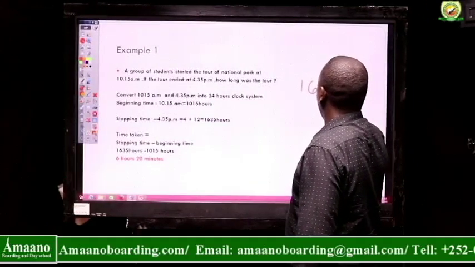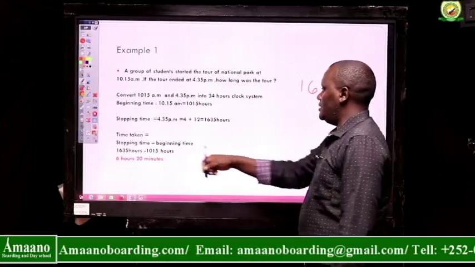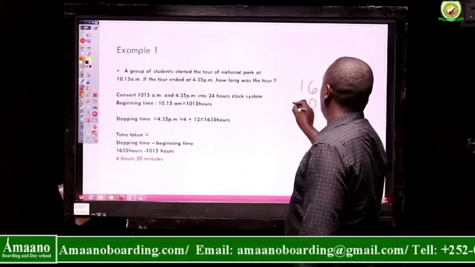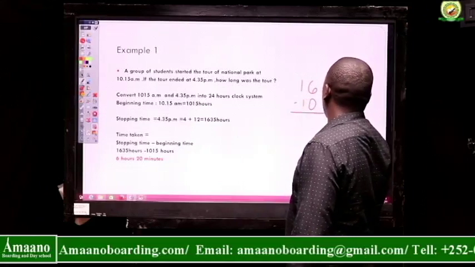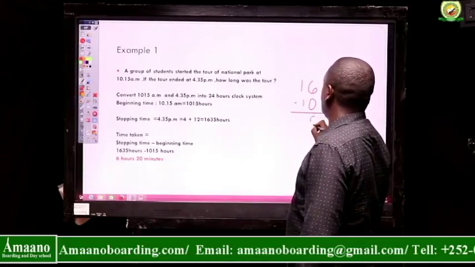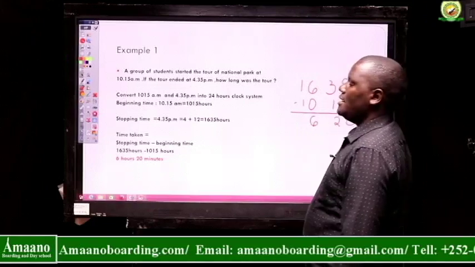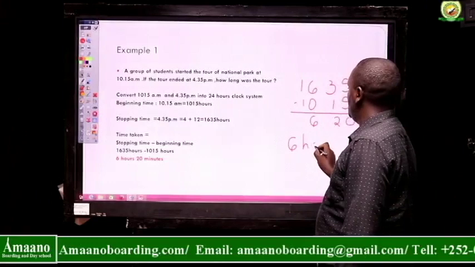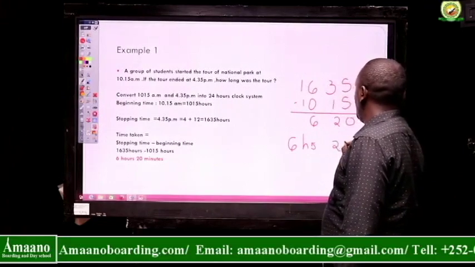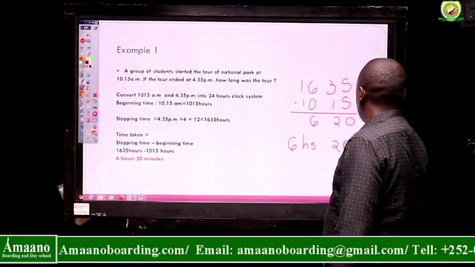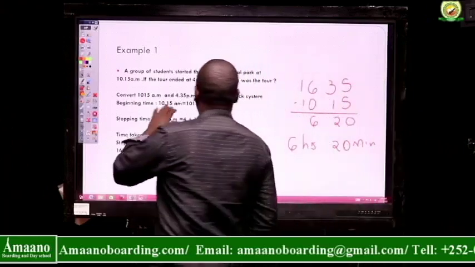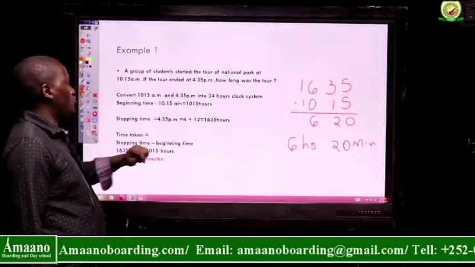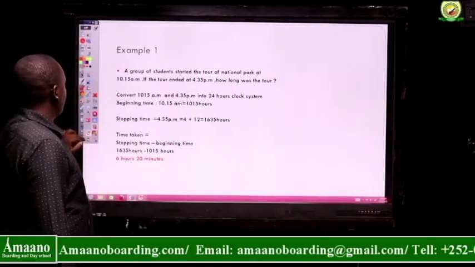16:35. I take away the time they started, 10:15. That's going to be 0, 2, and 6. This 6 is the hours. That means 6 hours and 20 minutes. That is the time taken for these students. They took 6 hours and 20 minutes for that tour. Let's check the next example.